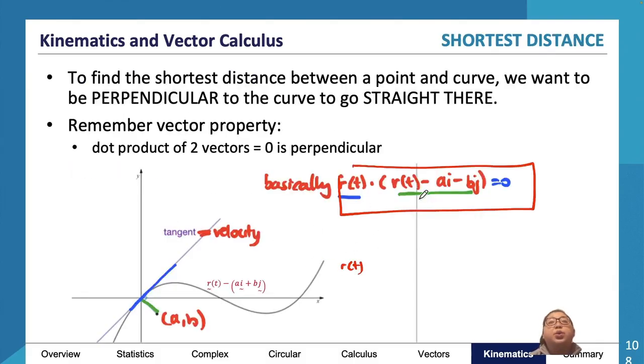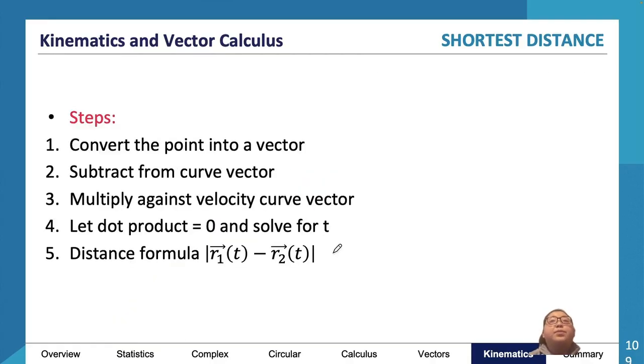For these ones, in terms of shortest distance, what you're going to be doing is finding the perpendicular distance, right? Because remember, when two vectors multiply to 0, that's going to tell you when it's perpendicular. So all you really want is for the velocity equation times that equation to equal 0, because your velocity equation is going to give you the direction of motion of the curve. So the steps are to convert the point to a vector, subtract the curve from the vector, multiply the vectors, and then let the dot product equal 0.